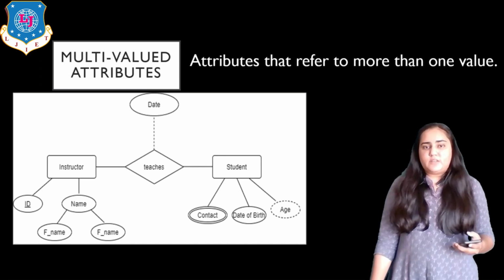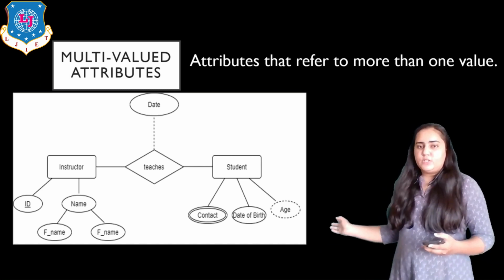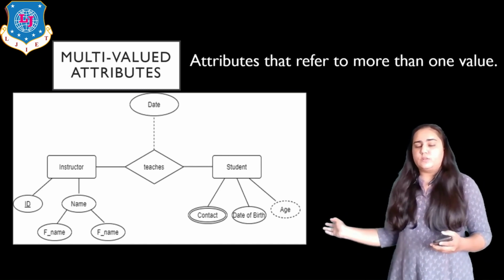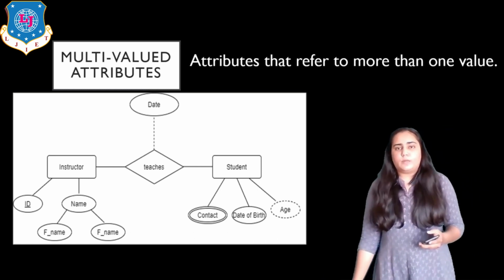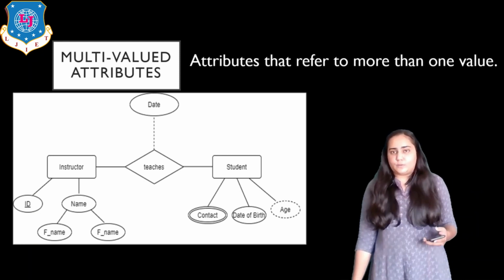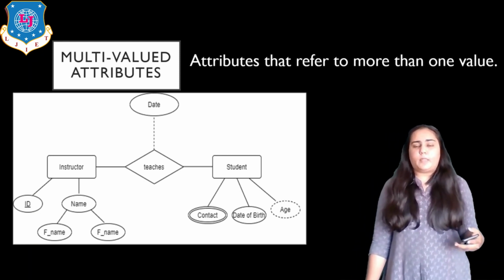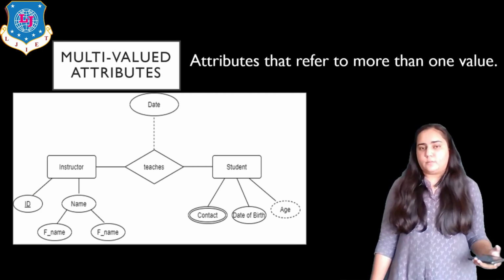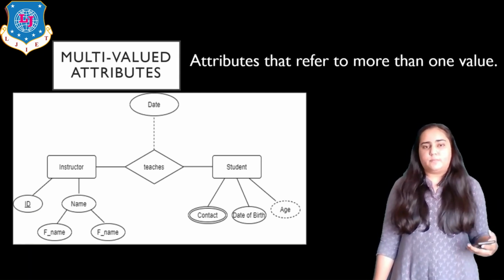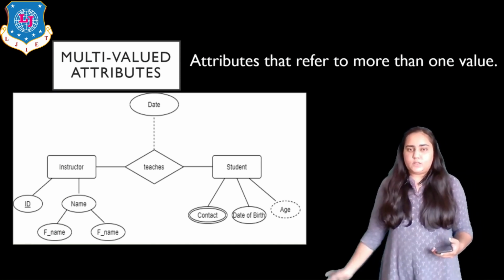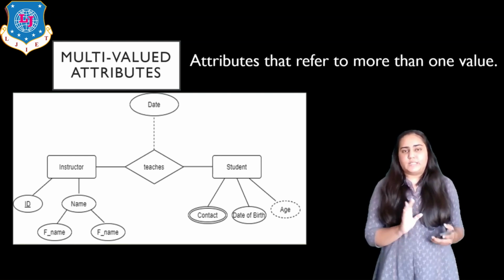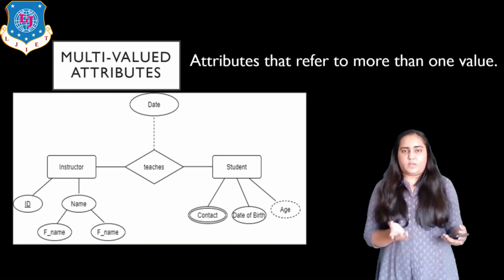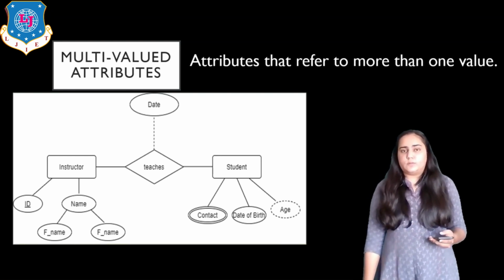Next, we have a multi-valued attribute, which you can see right here with the students. You can see contact. Contact is a multi-valued attribute because it can have more than one value. So if a student has multiple mobile numbers, then you can say it's a multi-valued attribute. And to show such an attribute in the diagram, we draw double ellipses instead of a single one that we do with any other ordinary attributes.